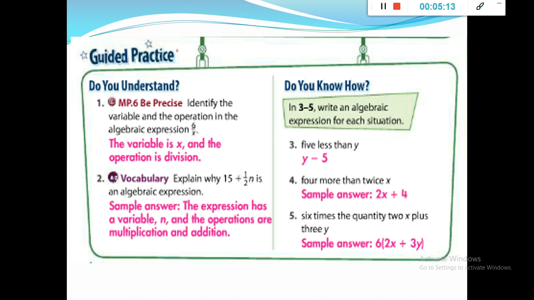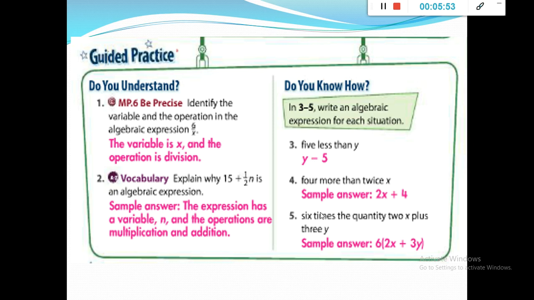It's the same. Number 5, 6 times the quantity 2x plus 3y. Quantity means I think of brackets. So 6 times means 6 multiplied by the whole quantity, which is 2x plus 3y. So I make 2x plus 3y and multiply them all by 6. How do I multiply them all by 6? I need to put parentheses. So it will be 2x plus 3y, multiplied all as a quantity by 6.